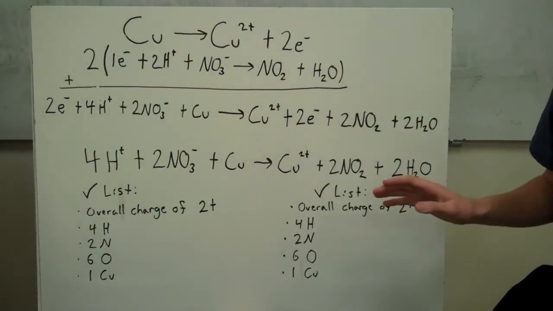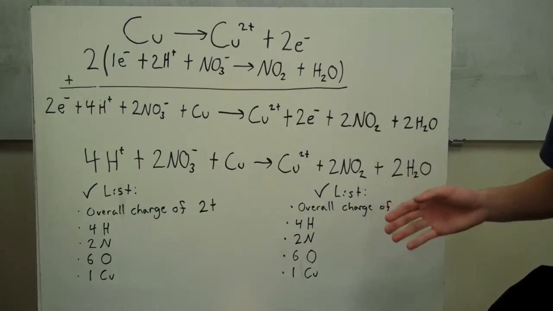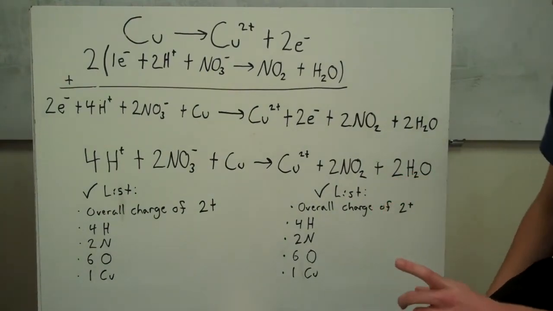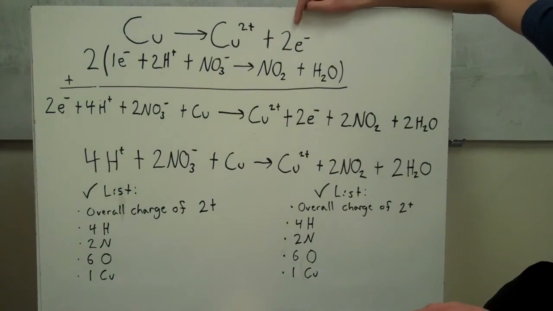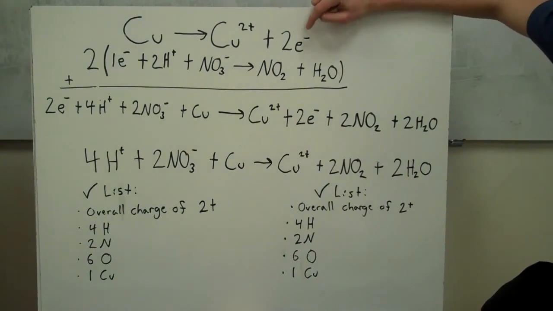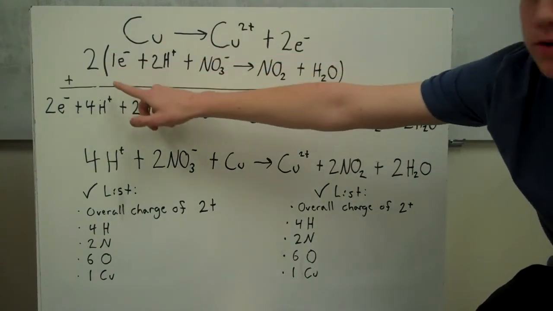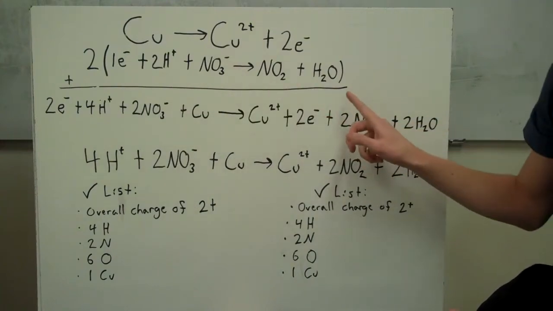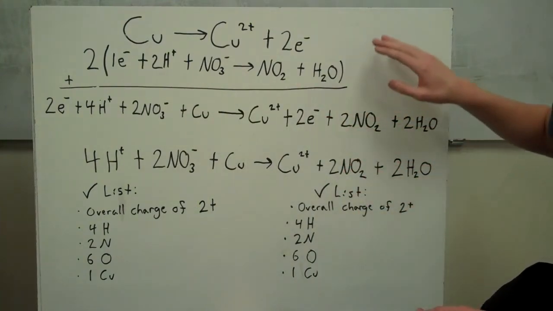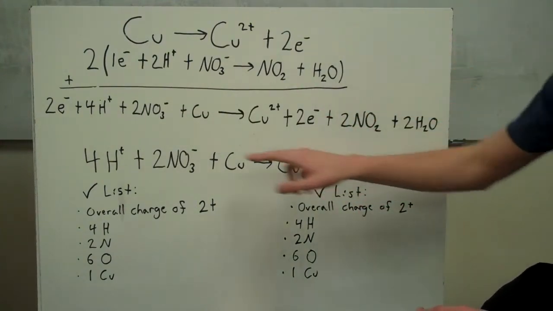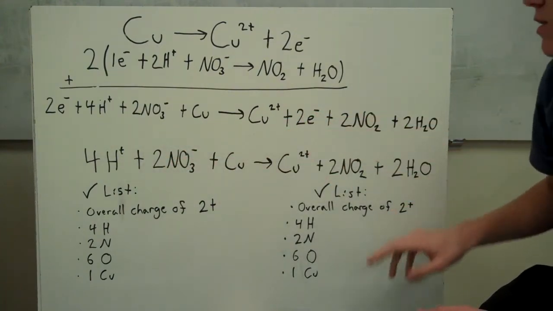Okay, now that we have our 2 half reactions and they're balanced, now we need to add them together. Before that, we need to make sure that the number of electrons exchanged in each reaction is the same. Here we have 2 electrons exchanged, but here we only have 1 electron. So we have to multiply this entire reaction by 2.